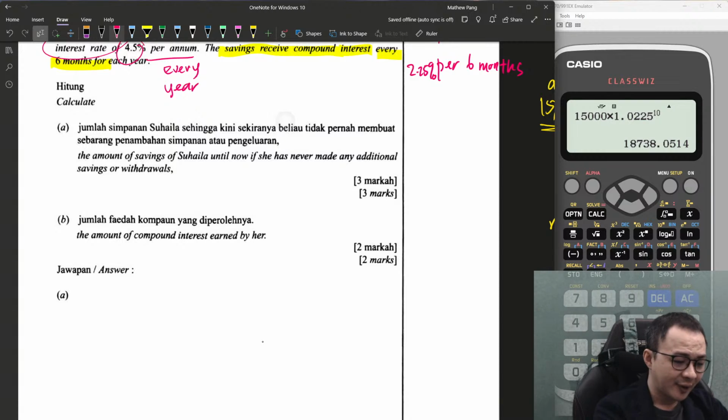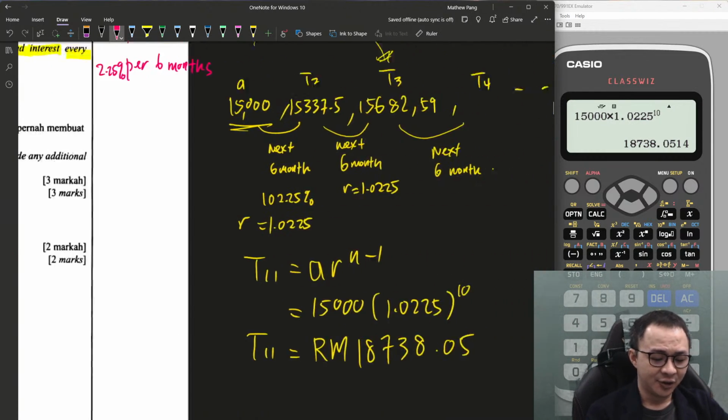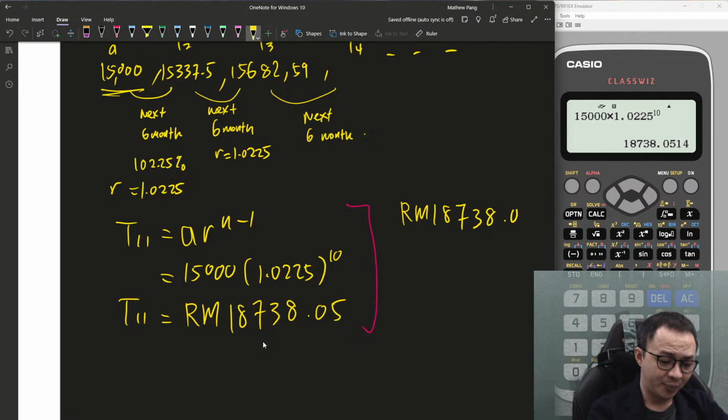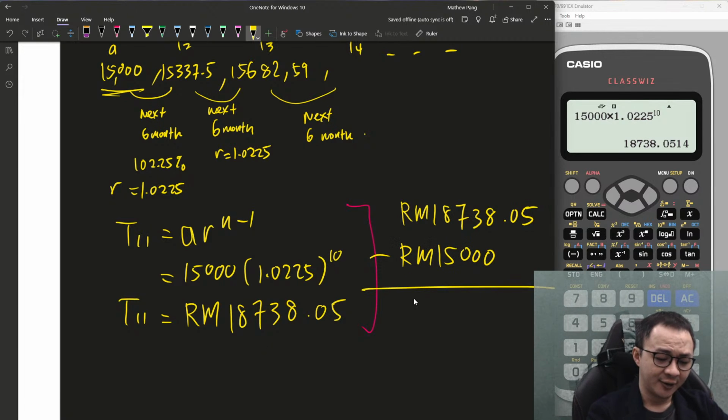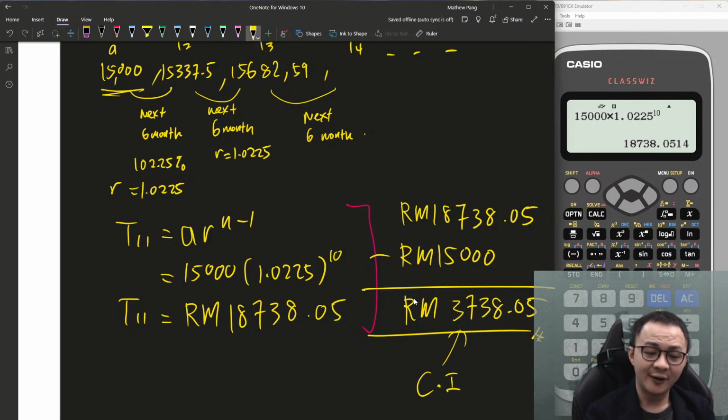Okay, done for A. For B, the amount of compound interest earned by her. So I want to know how much she earned. So I just use the money she has in the bank minus how much money she put in the bank. She put 15,000 into the bank, so she earned about 3,738.05. This is the amount she earned. So just minus how much money she put in, then you can know this. This one is basically the compound interest.